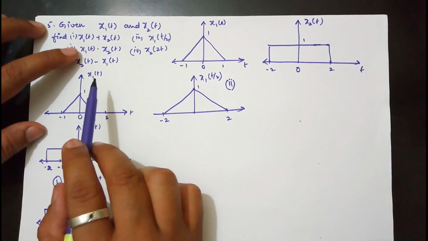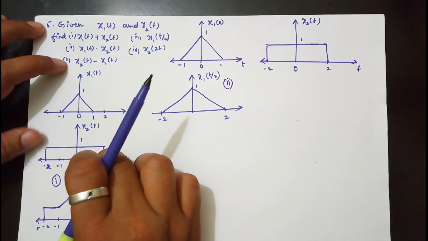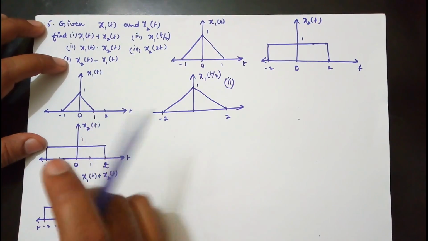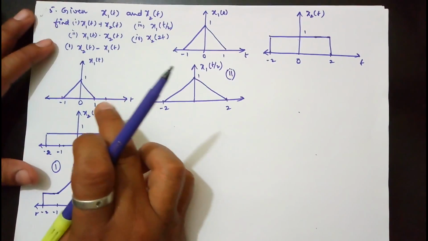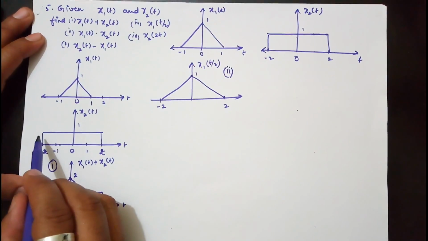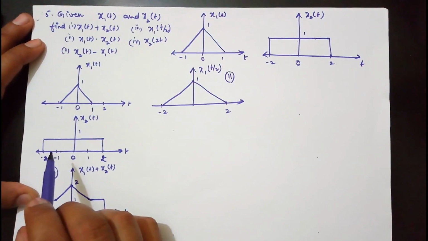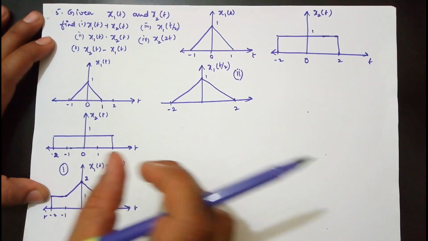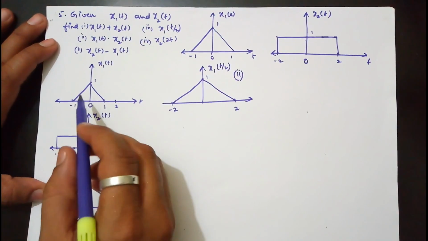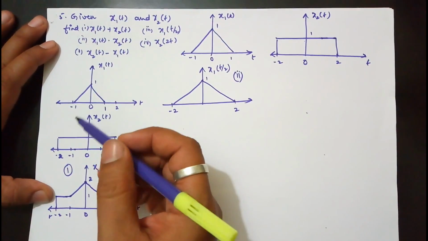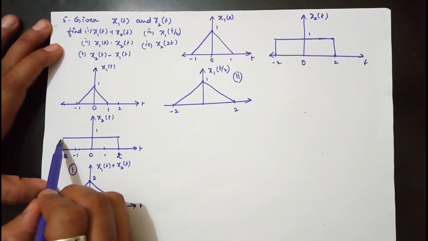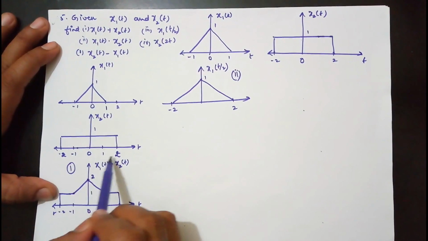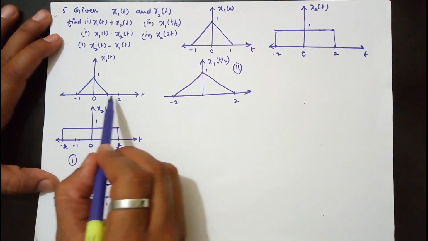Now the third case is you are multiplying these two. When you are multiplying any waveform with an amplitude of 1, you get back the same waveform. Now the existence of the product depends upon the overlapping area between these two waveforms. Where is this waveform present? This is present between -2 to 2, and this is present between -1 to 1.